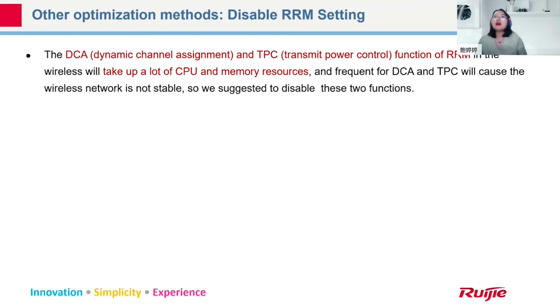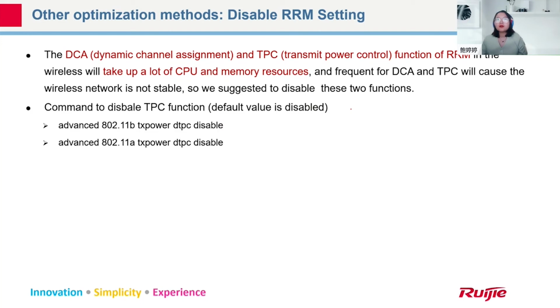And another one, we also can disable the RRM setting, because we maybe will deploy the DCA and the TPC functions of the RRM, which take up a lot of CPU and memory resources. If you run DCA and TPC frequently, it will cause the wireless network to be unstable. So maybe we suggest to disable these two functions.